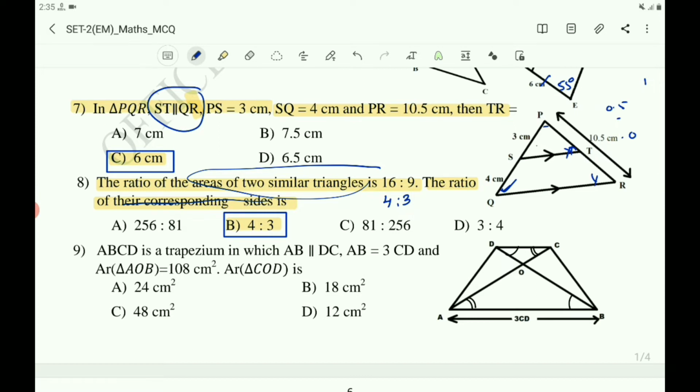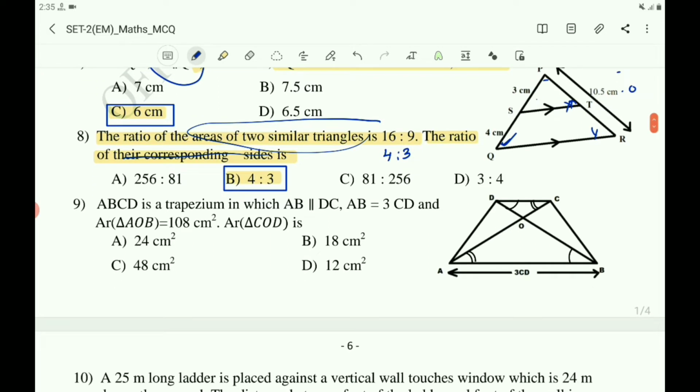9th question. What is that question? ABCD is a trapezium in which AB is parallel to DC, AB equals 3CD, area of triangle AOB equals 108 cm square, then area of triangle COD equals? Here it is given that AB is equal to 3CD. It is shown in the figure that AB is 3CD.